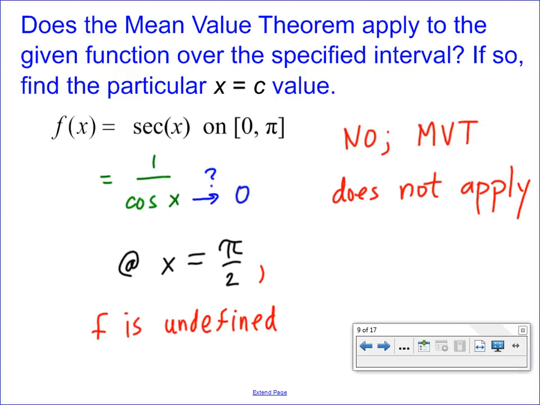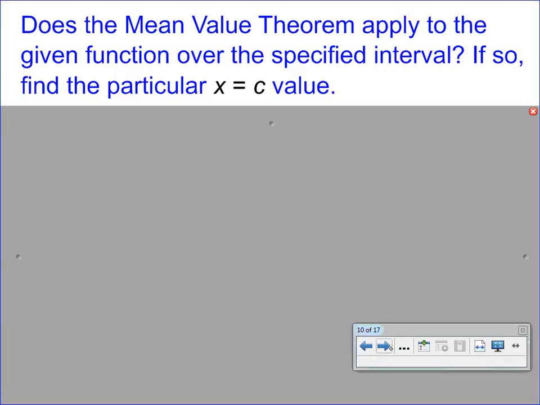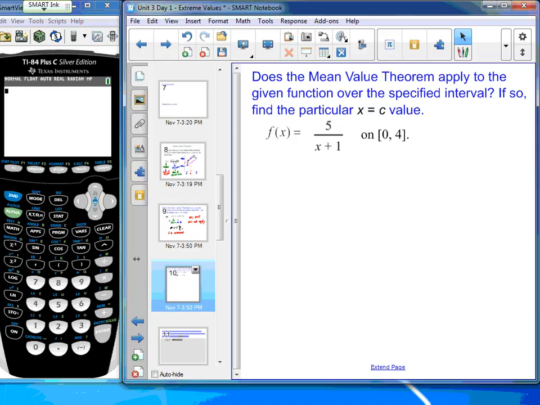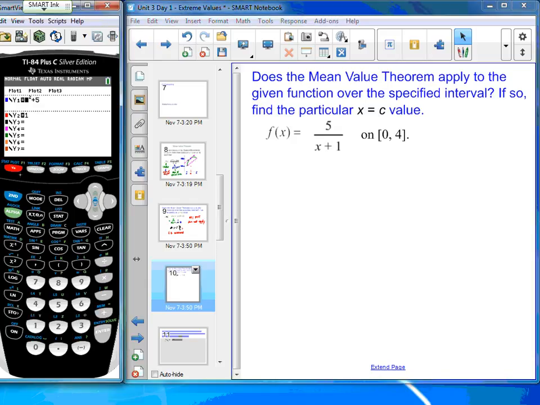Well, I hope we have more fun on the next one. Let's take a look at another. f of x equals 5 over x plus 1 on the interval 0 to 4. Let's think about what that looks like. On my function definition, f of x is given by 5 over quantity x plus 1.